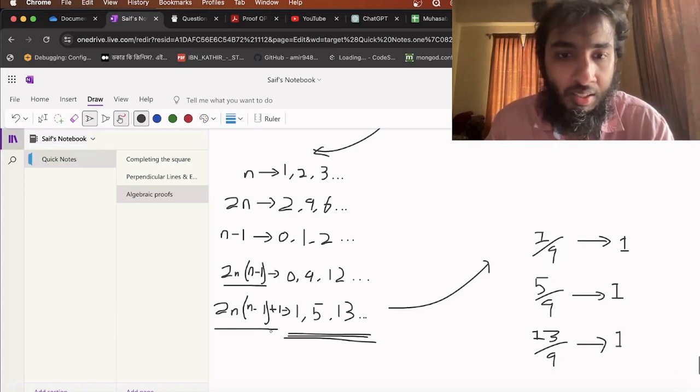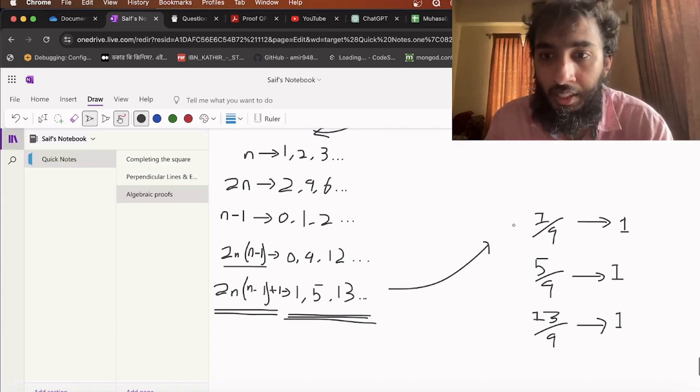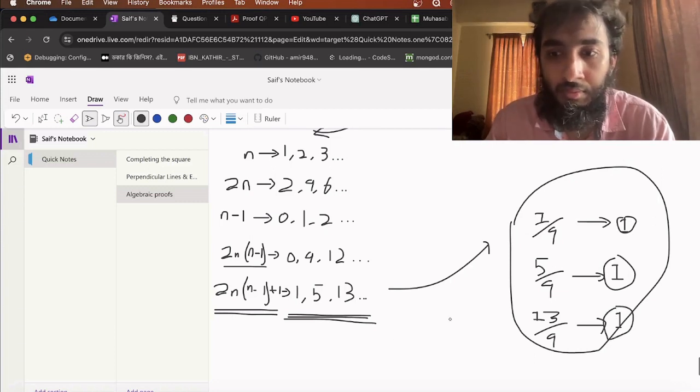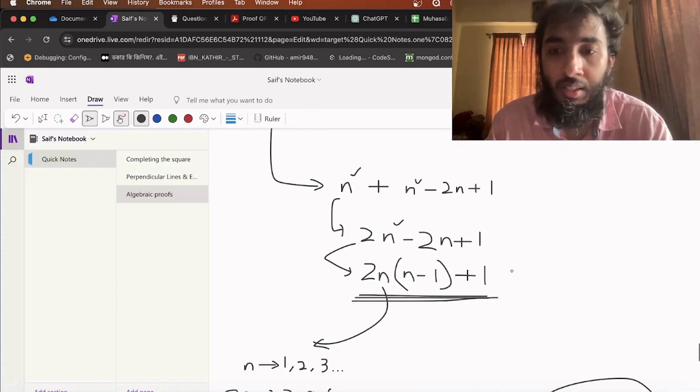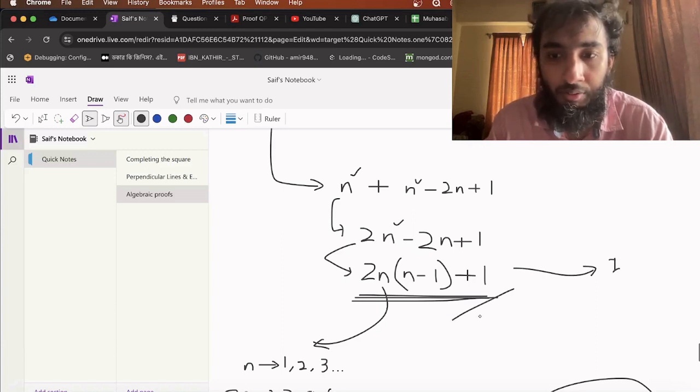So in this series, for this expression, for values of n being 1, 2, 3 dot dot dot, it will always have a remainder of 1 for all positive integer values of n. So this is how you can show that this term will always leave a remainder of 1 when it is divided by 4.